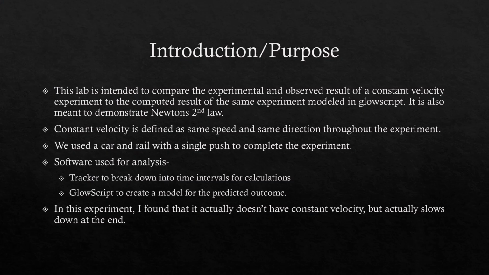Introduction and purpose. This lab was intended to compare the experimental results of a constant velocity experiment to the computed result of the same experiment modeled in GlowScript. It is also meant to demonstrate Newton's second law.